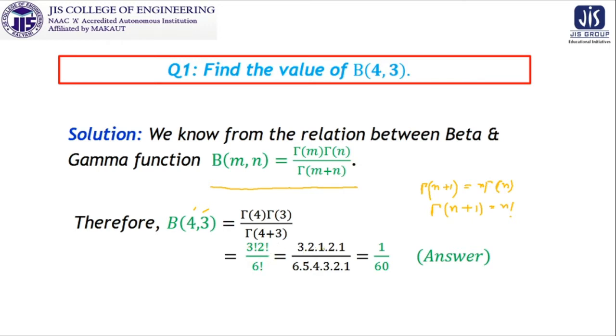So 3 into 2 into 1 into 2 into 1, divided by 6 into 5 into 4 into 3 into 2 into 1. So we can cancel this with this. We can cancel this 2 by 4, writing here 2. So we get the result as 1 by 60.